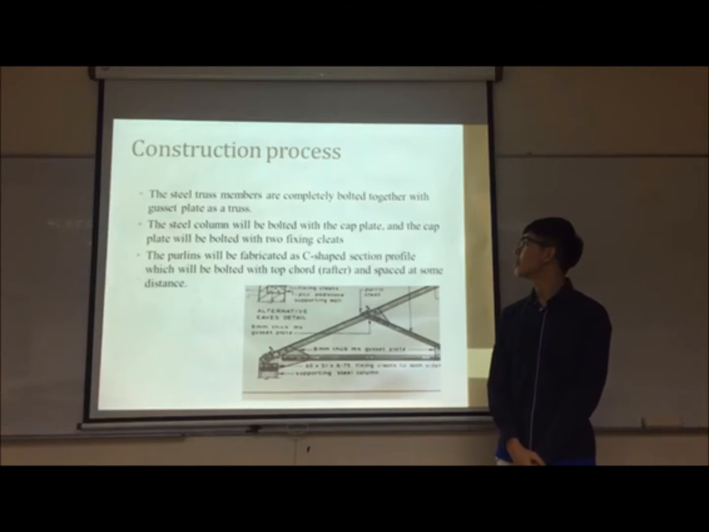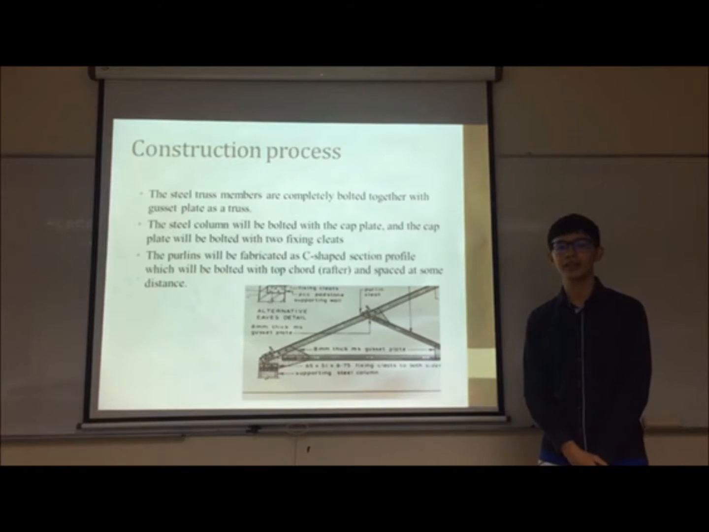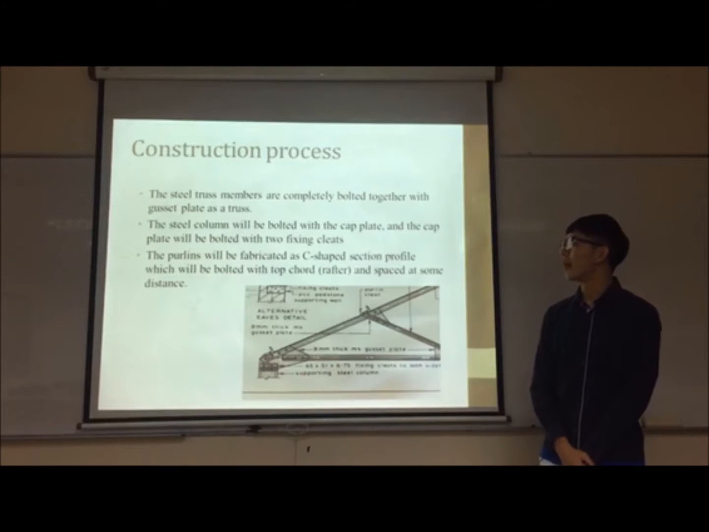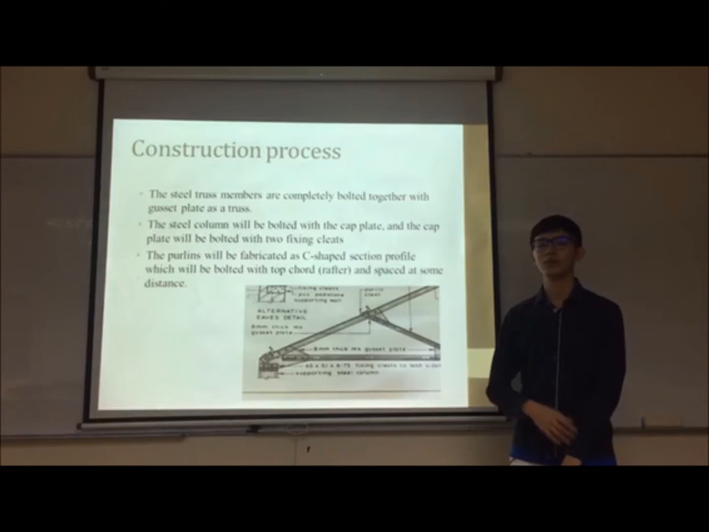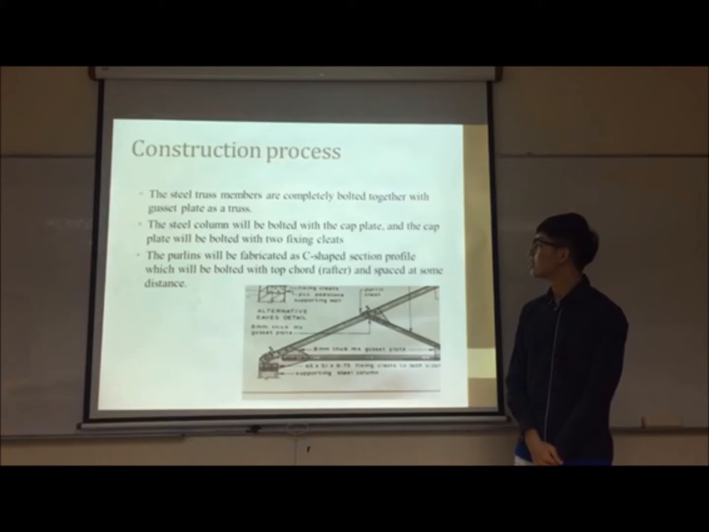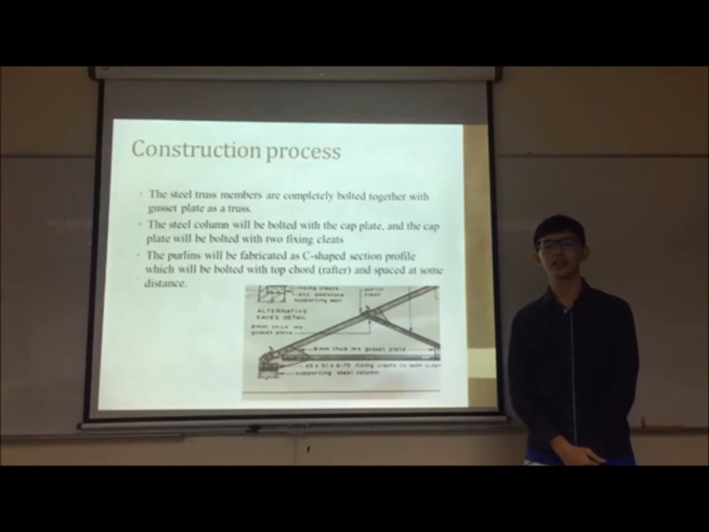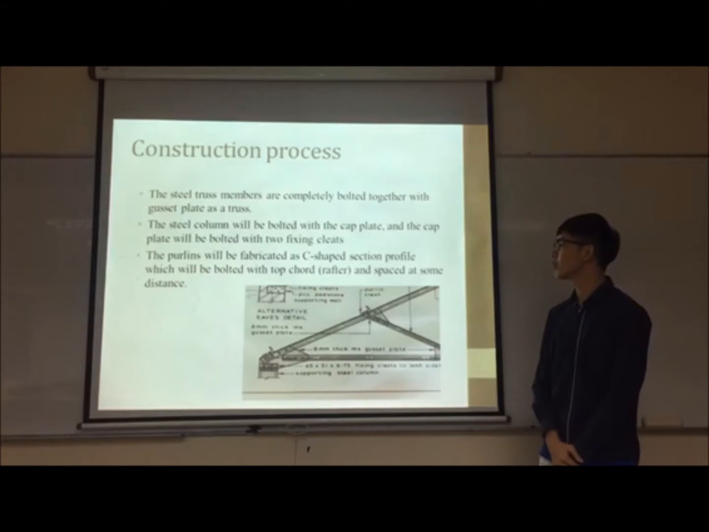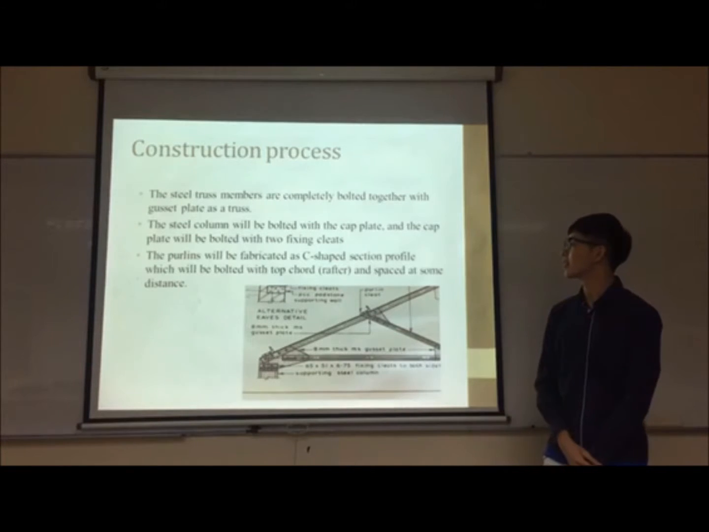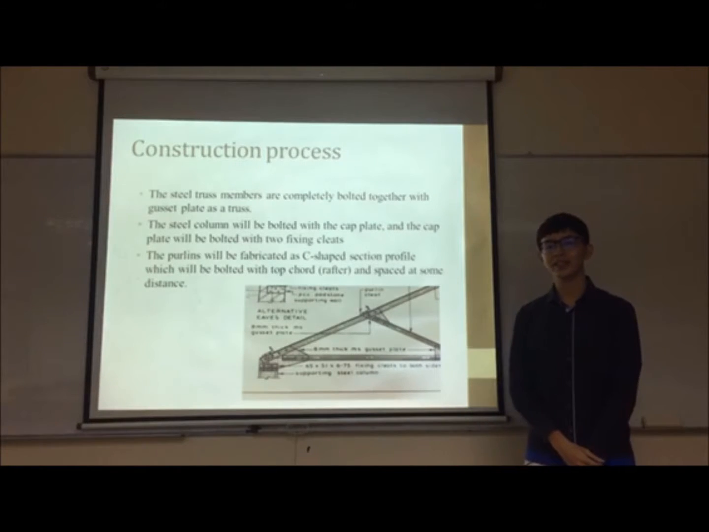The steel truss members are completely bolted together with the gusset plate as a truss. Then the truss will be hoisted and placed by the mobile crane to the top of the building. The steel column and the steel truss should be connected to make it stronger. So the steel column will be bolted with the cap plate, and the cap plate will be bolted with two fixing plates.